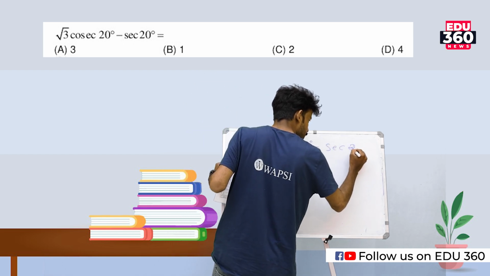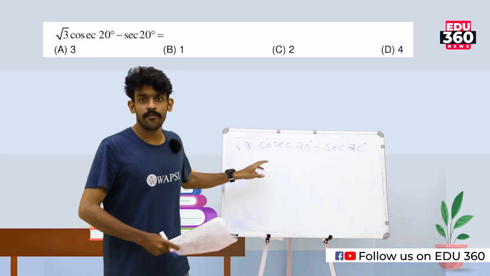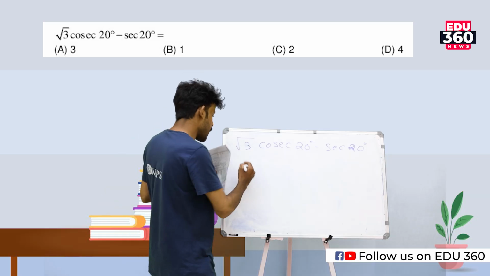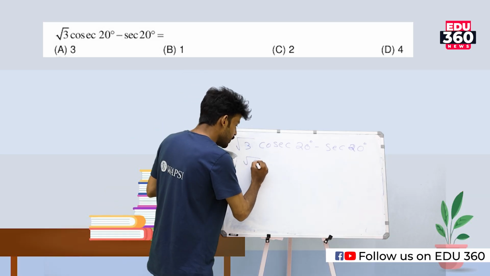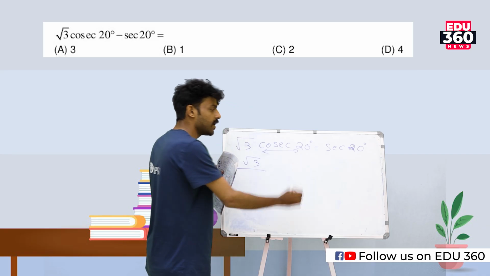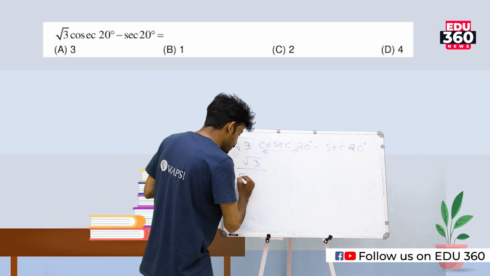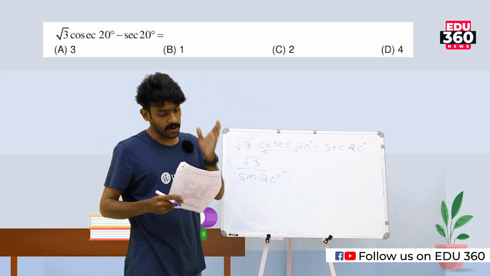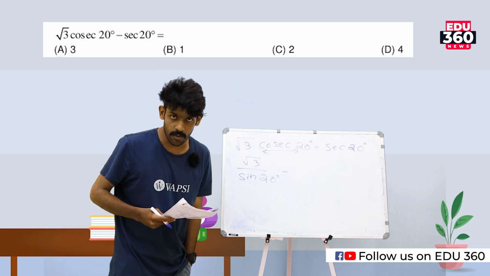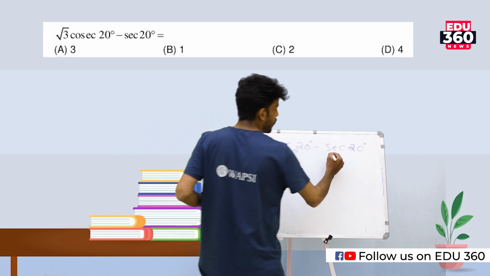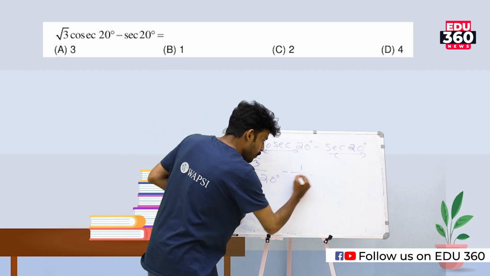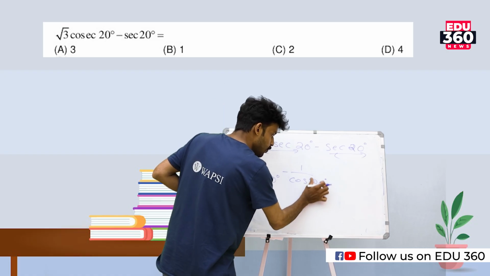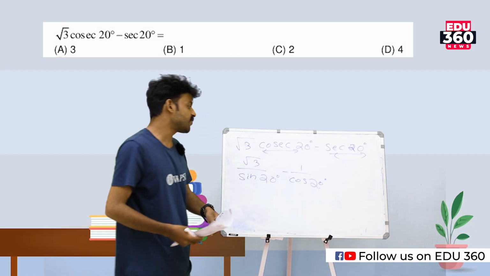We know that cosec is equal to 1 by sine. So I'm going to write this as root 3 divided by, instead of cosec 20 degree, sine 20 degree, minus sec 20 degree. We know that sec is equal to 1 by cos, so sec 20 degree is equal to 1 by cos 20 degree. In the next step, just cross multiply here.